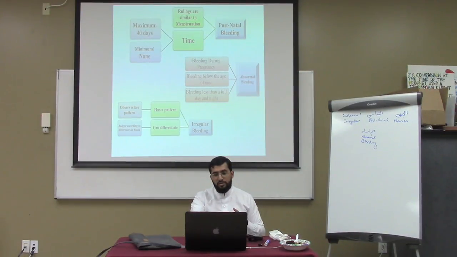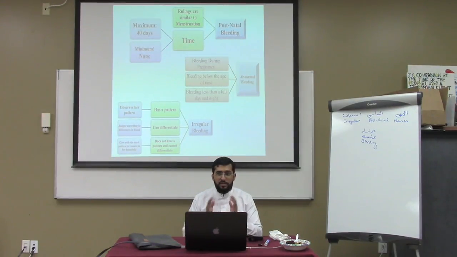The third is she does not have a pattern, nor can she differentiate. She doesn't have a fixed pattern every single month, nor can she differentiate based on the type of blood. In that scenario, she looks at the women in her household and goes by what most of the women have. So most of the women, based on what we took earlier, are 6 or 7 days, and on what type and what part of the month they have the cycle.